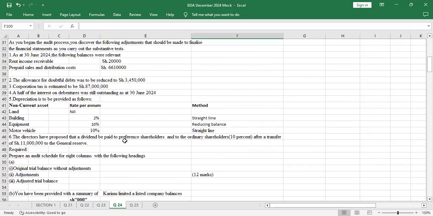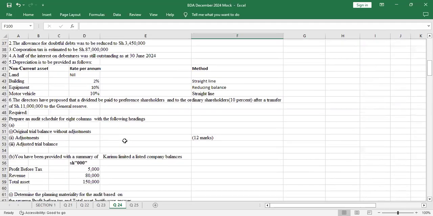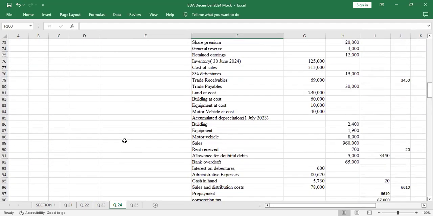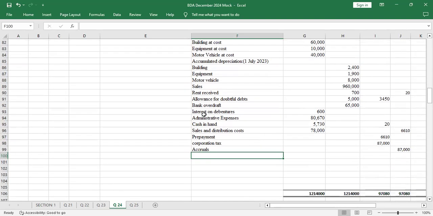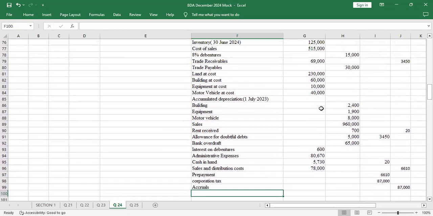Number 4, half of the interest on debentures was still outstanding as at 30th June 2024. So interest on debenture, which amount were we supposed to pay? So we had an 8% interest on debenture, which is 8% of 15,000. So that will give you 1,200. So we only pay 600 instead of paying 1,200.